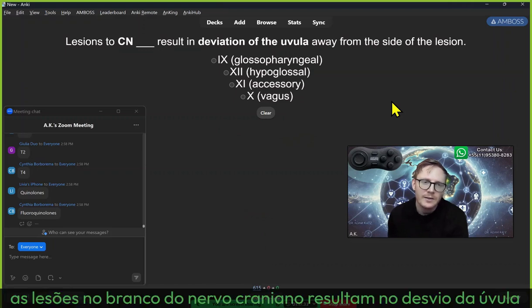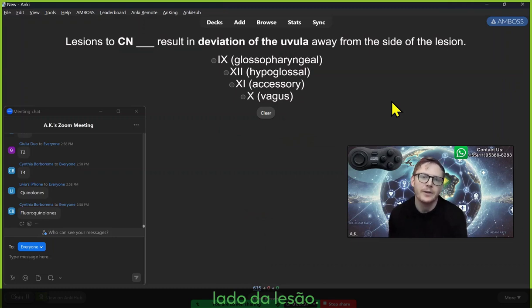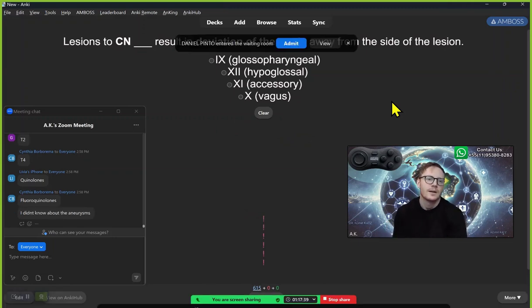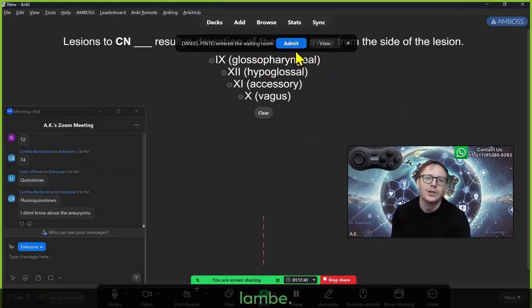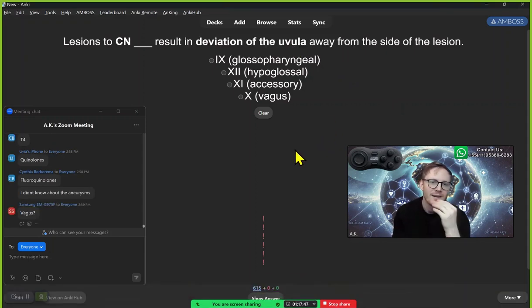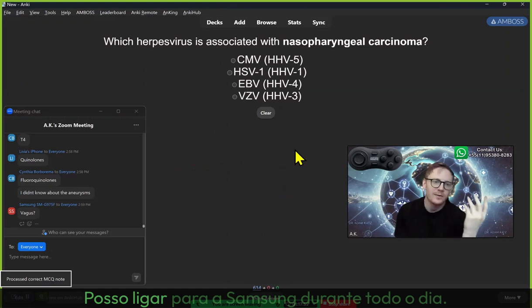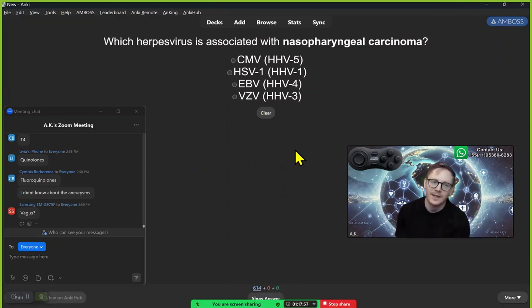Lesions to cranial nerve blank result in deviation of the uvula away from the side of the lesion. So you don't lick the lesion. Lick the lesion would be hypoglossal. Away from the lesion. Is it the Vagus? Let's try the Vagus. That's Samsung. Let's try it. I can call out Samsung all day, so I'm going to be like, Samsung said this. No big deal.